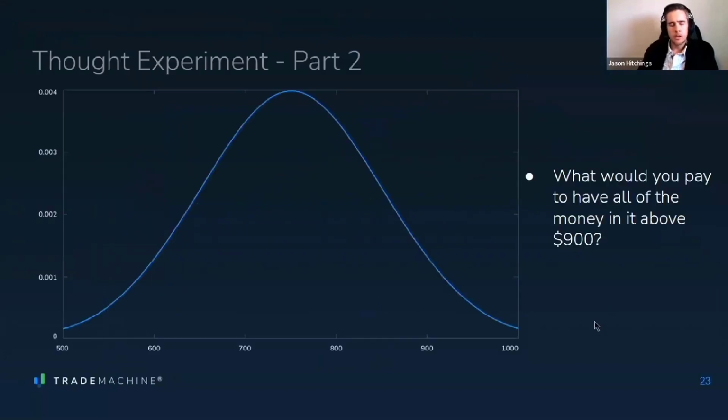So let's make it a little more interesting. And let's say that you could only have the money above $900. Now what's it worth? Well, that's a pretty challenging question to answer, because we know it's going to be centered around 750. We know a theoretical best case and worst case, but how do we know how often there's more than $900 in the safe?